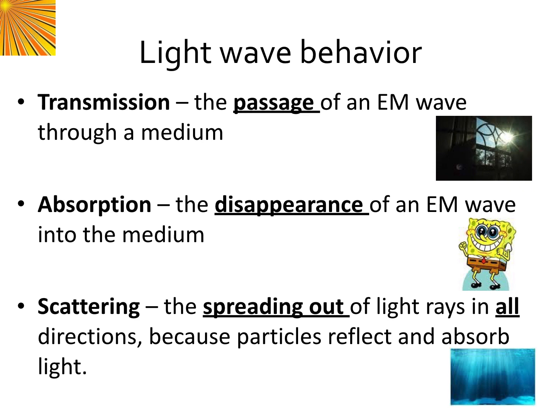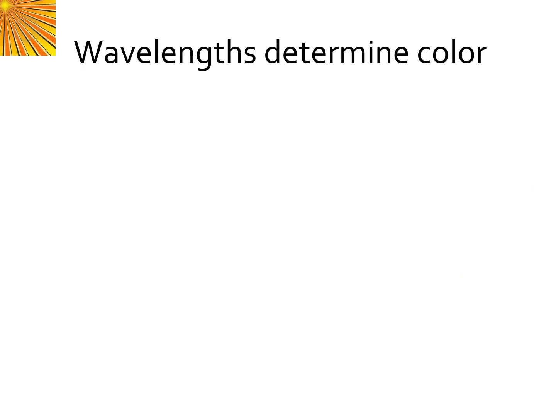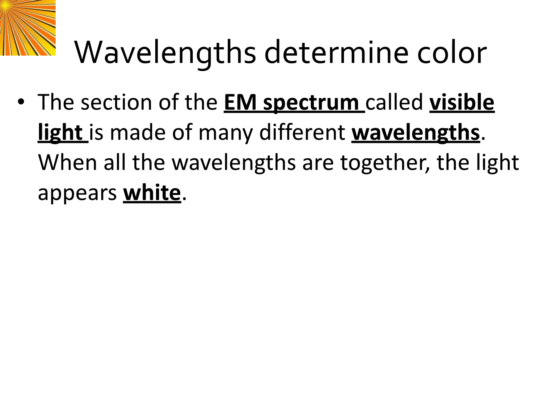And I think of the ocean picture shown here, where the light hits the top of the ocean and gets spread out, and you can see what it does in the water, where the light waves aren't coming straight through anymore. Let's move on to the back, talking about how wavelengths determine color. The section of the EM spectrum called visible light, which is the fourth type, it's actually in the middle, is made up of many different wavelengths.